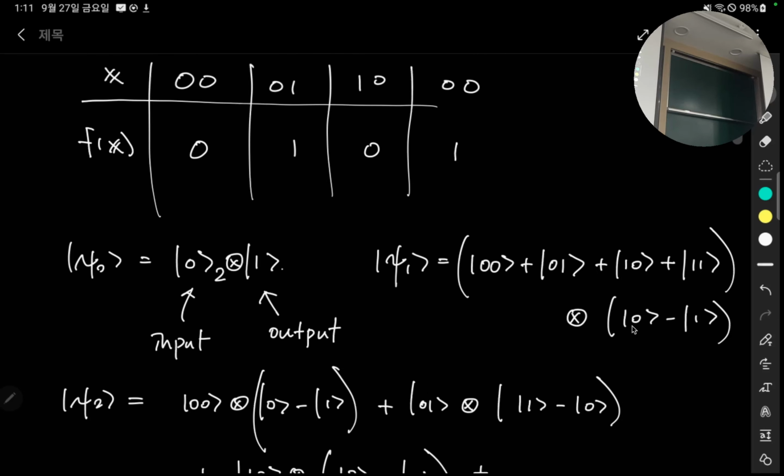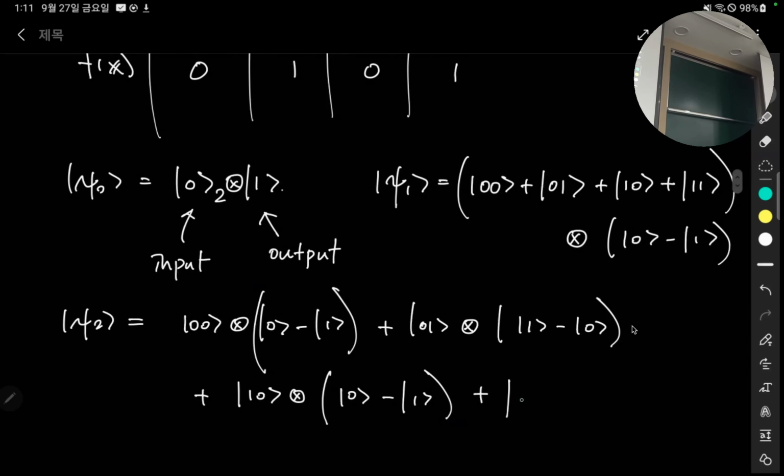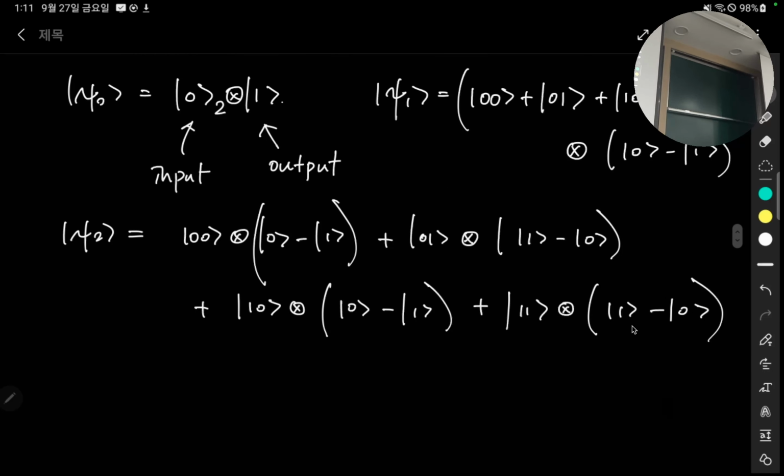Look at this, remember this table. I just gave you an example of a balanced function. And then the last one is 1, 1. So 1 minus 0. Okay. So I'm going to take the Hadamard back again. Let's see what happens.